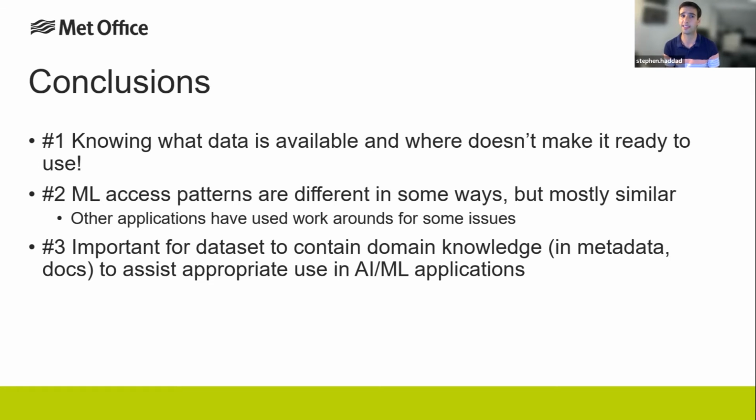We found that in general, the access patterns for the machine learning pipeline were much the same as other uses of this data would require. But in general, other applications can work around issues with consistency and completeness more easily, perhaps, than machine learning applications. An important thing I found, both in this and in some of the other pilot projects I'm working on, is the importance of having the domain knowledge associated with the data set to understand what is an appropriate use for different sorts of data. And ideally having that in metadata and documentation with the data itself.